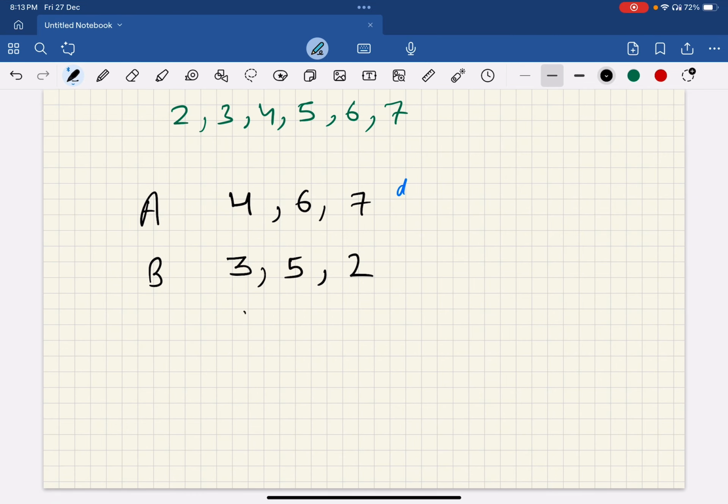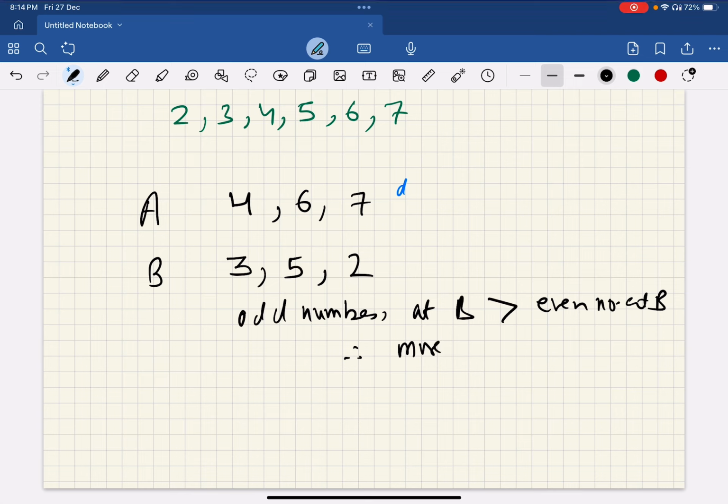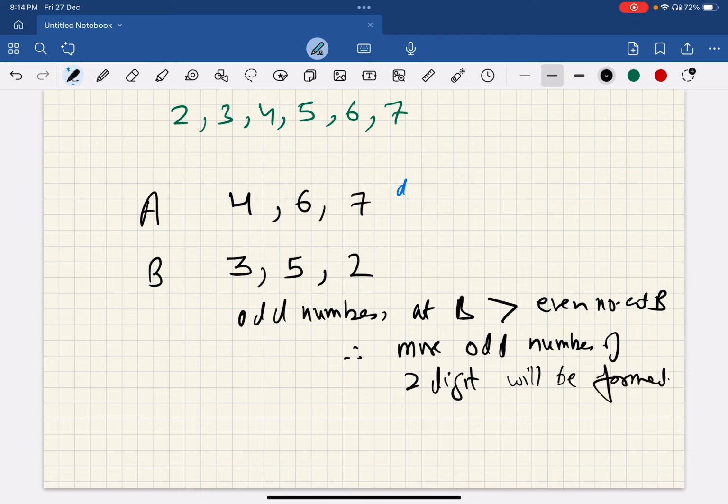You will say odd numbers at B are greater than even numbers at B. Therefore, more odd numbers of 2 digits will be formed. We need not show the working, but just for your understanding, you can say 43, 65, 72, because they have already said that the number from A is to be chosen first.